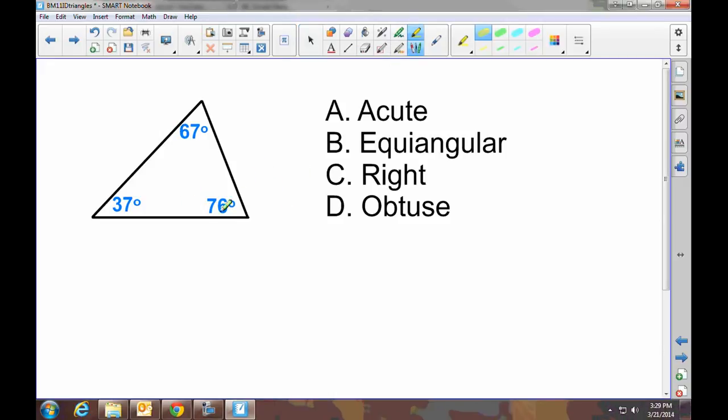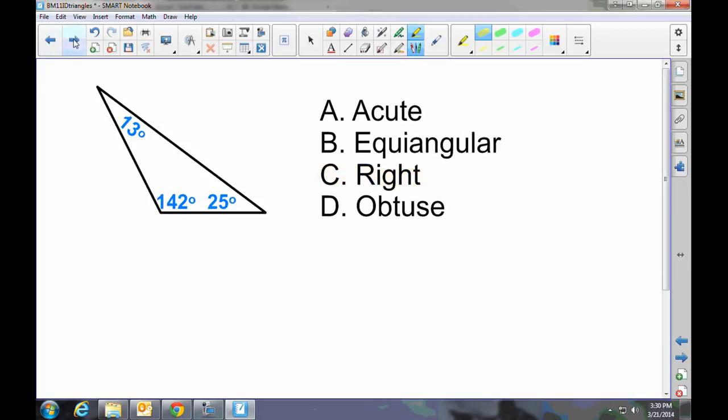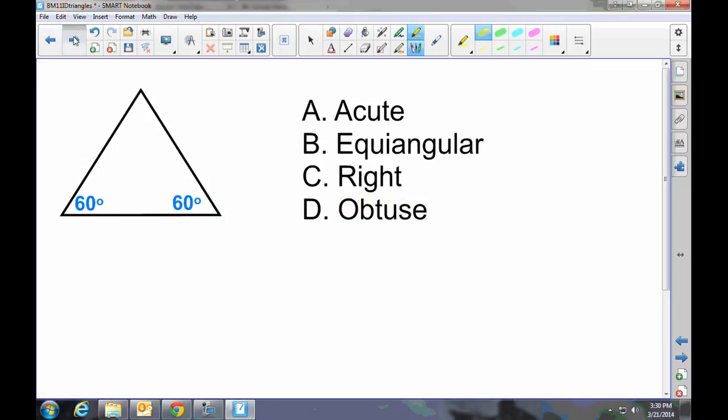This one, all three angles are less than 90. It's got to be acute. Okay, pause it here, but I see the right angle. It's got to be a right triangle. This one, it's got one angle that's bigger than 90. It's got to be obtuse. This should be pretty easy by now.